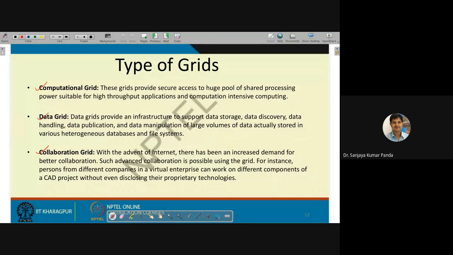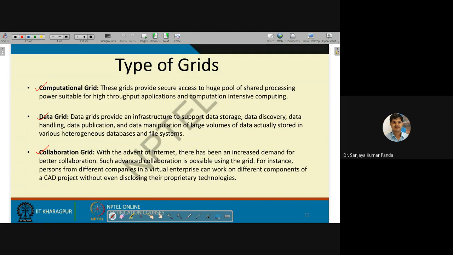But these cores do not belong to a single system; rather, they are part of a set of systems. Now coming to the data grid: unlike a huge pool of shared processing power, here we are dealing with a large volume of data.